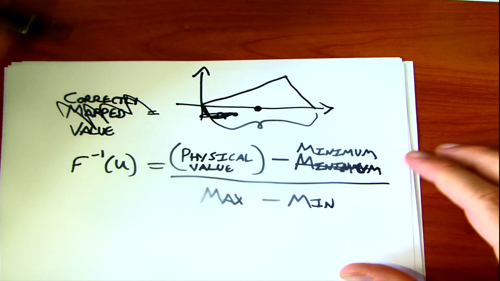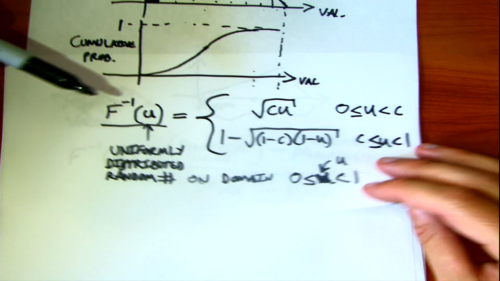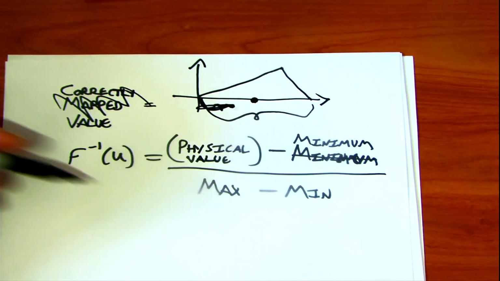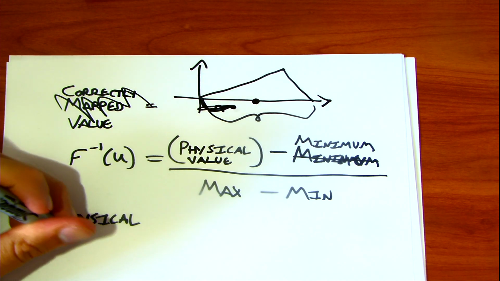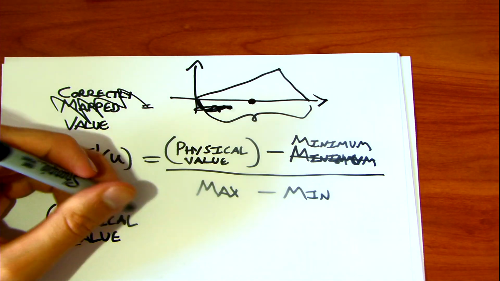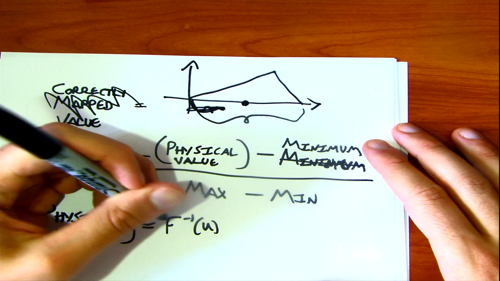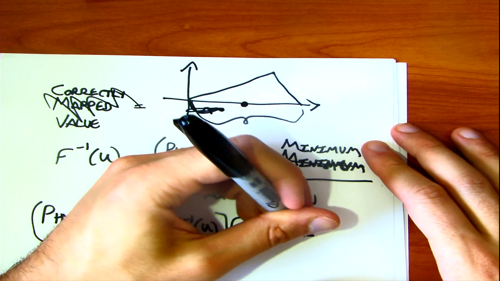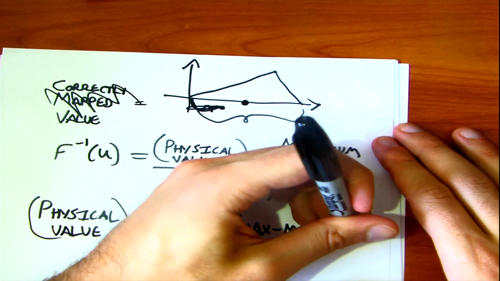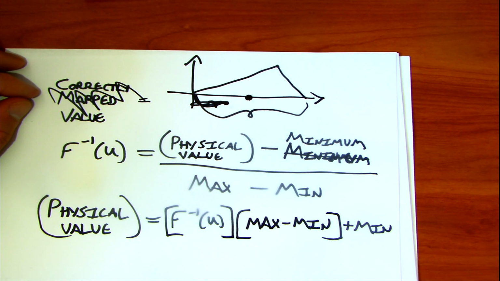So I can solve this going backwards now. Based on whatever number I get out of this for F inverse of u, I can solve this equation. Say that F inverse of u corresponds to some physical value. Like that. Cool.